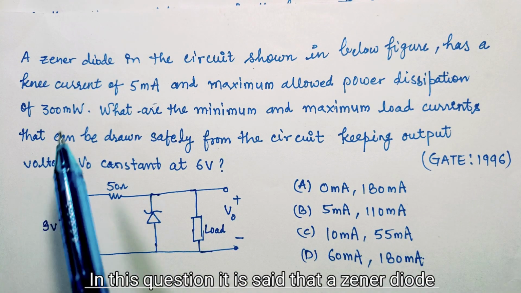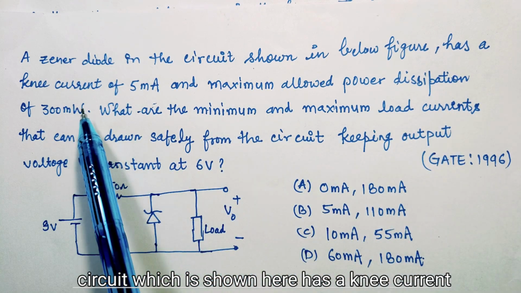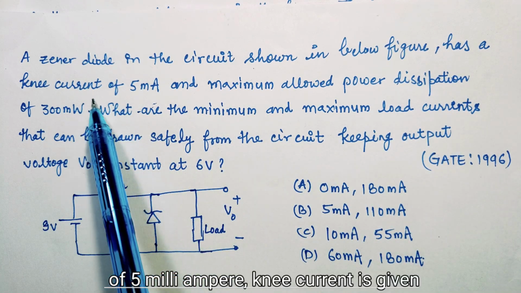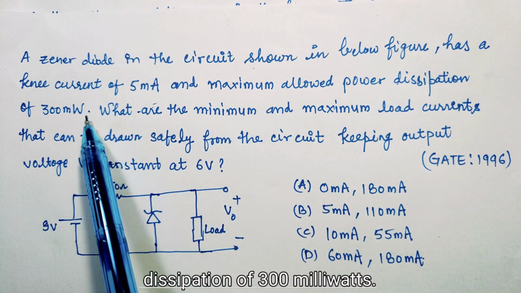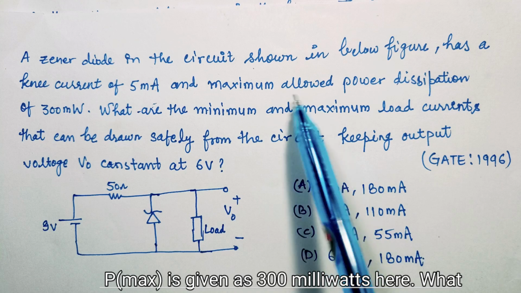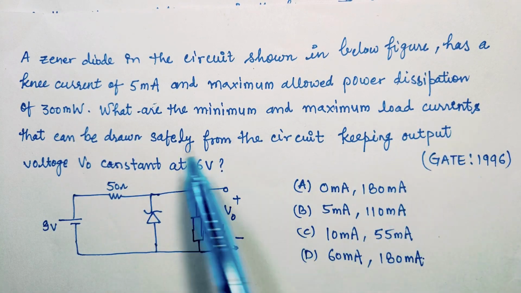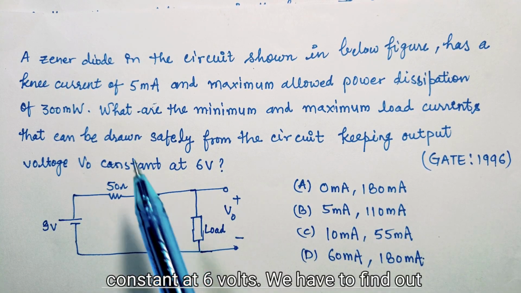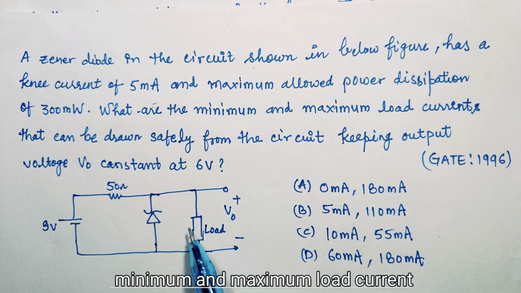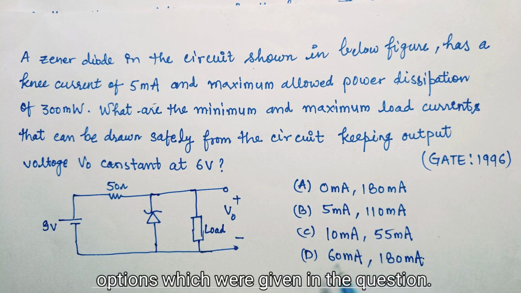In this question it is said that the zener diode circuit which is shown here has a knee current of 5 milliampere and a maximum allowed power dissipation of 300 milliwatt. Means P maximum is given as 300 milliwatt. What are the minimum and maximum load current that can be drawn safely from the circuit, keeping output voltage V0 constant at 6 volt? We have to find the minimum and maximum load current flowing through this load. These are the options which were given in the question.